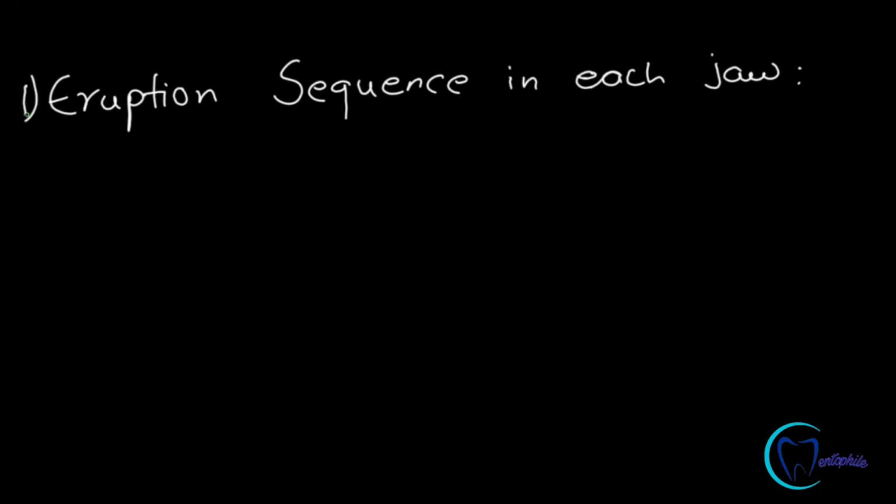Similar to our earlier video on the eruption sequence of the primary teeth, this video has also been divided into two segments. First, we'll be discussing the sequence of eruption in each jaw, that is in maxilla and mandible. And in the second segment, we'll be discussing the overall sequence of eruption of permanent teeth in the oral cavity. Unlike the case of the primary dentition, the eruption sequence in each jaw in the permanent dentition is slightly different. It is not the same for both jaws as in the primary teeth. First, let's discuss the maxilla.